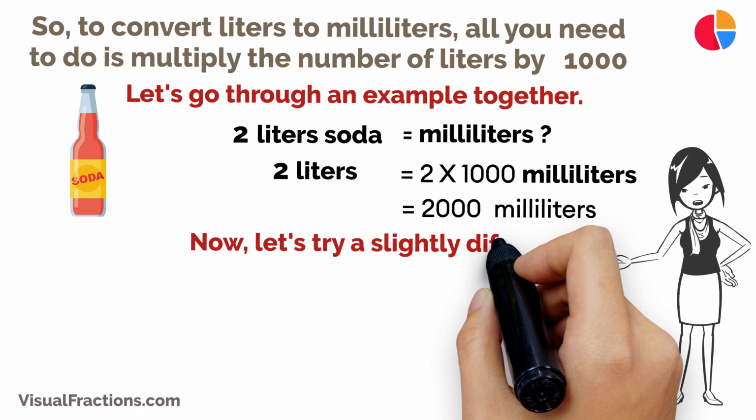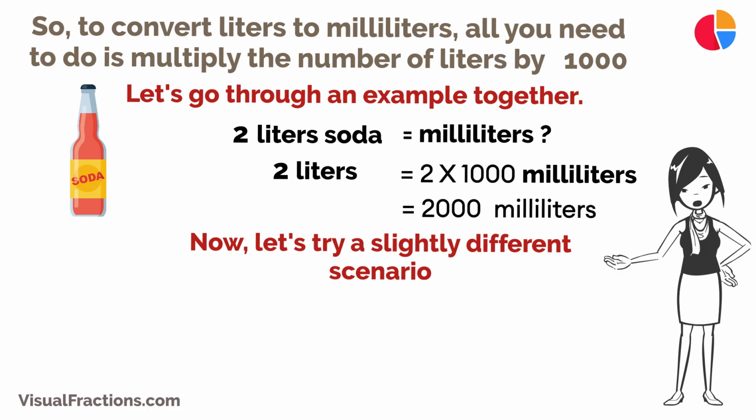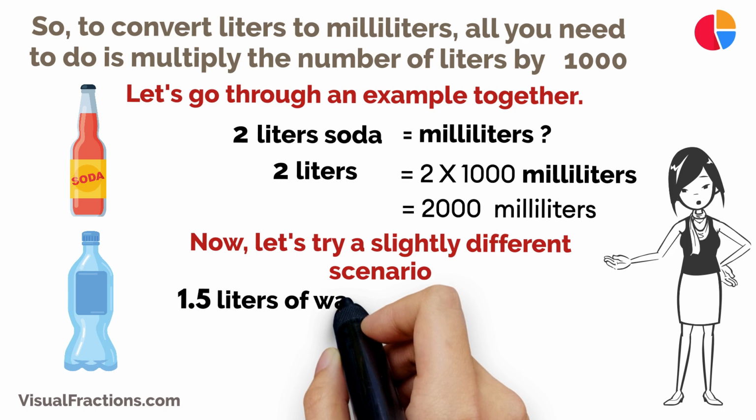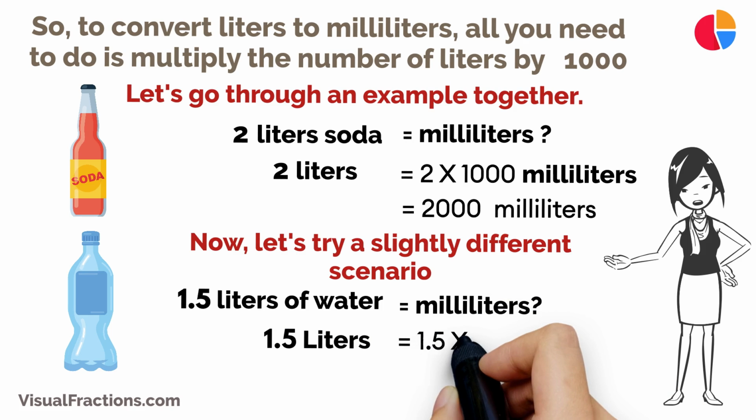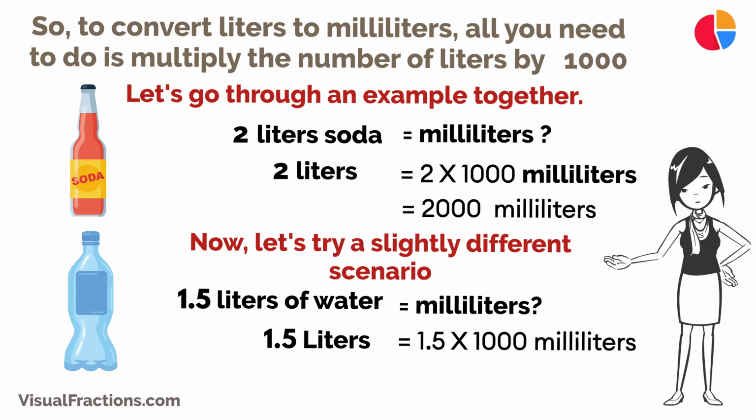Now, let's try a slightly different scenario. Suppose you're cooking and the recipe calls for 1.5 liters of water. How many milliliters would that be? Again, we take our 1.5 liters and multiply by 1,000, which equals 1,500 milliliters.